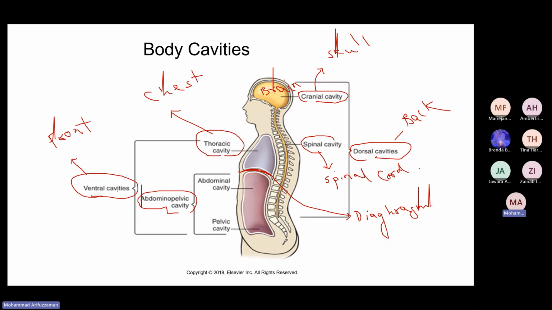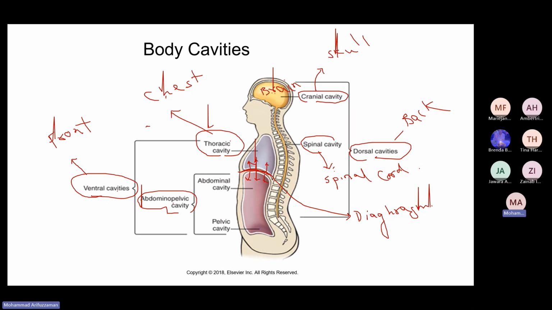Now, there are some questions. What is the anatomical relationship between the thoracic cavity and the diaphragm? You can see the thoracic cavity is superior to the diaphragm. And what about the abdominopelvic cavity? It is inferior to the diaphragm. So this is a very important TEAS question, the anatomical location of different cavities. Superior to the diaphragm is the thoracic cavity, and the abdominopelvic cavity is inferior to the diaphragm.